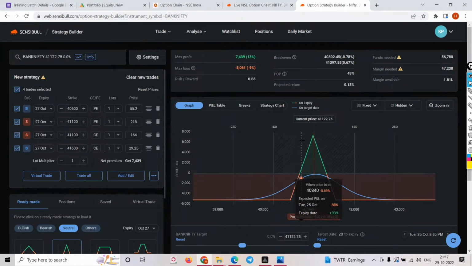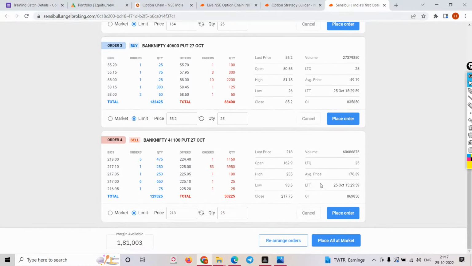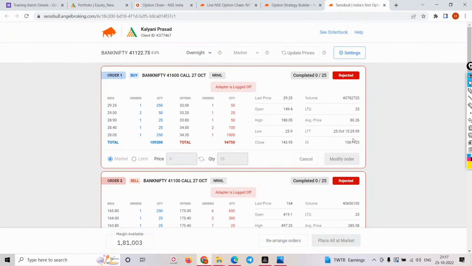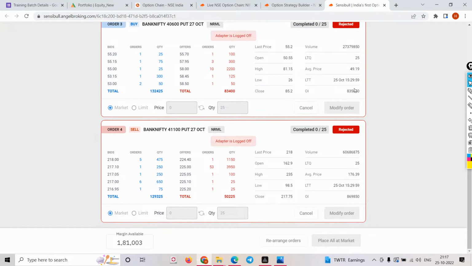Let's say you've deployed the trade. You're doing some sort of analysis, and after 5 or 10 minutes you want to see the live price, because every 5 minutes the premium changes. You just click on reset price and all the prices will change. You just trade all, and it will take you to the next page within a fraction of a second. If you want to go for place all orders, do that. Everything will get rejected because we are doing this post offline hours.